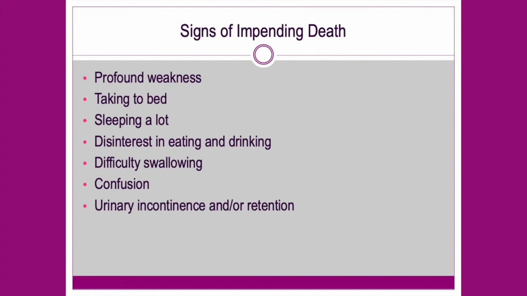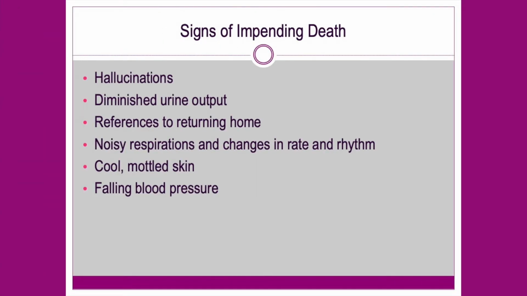Confusion is almost universal. People have a low grade delirium, if not a robust delirium. Incontinence may occur. Hallucinations, sometimes of family or past events can happen. Diminished output. People have reference of returning home in a poetic way. You know, we had seen a man who was from Greece and kept saying, I want to go home. And you can't go to Greece. But he was talking about going home to heaven. That's a signal that someone may be imminently dying.